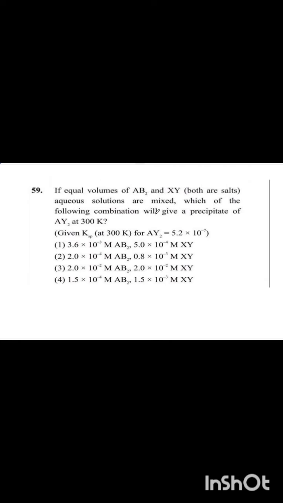Next question is, if equal volume of AB2 and XY are mixed, which of the following combinations will give a precipitate of AY2? AB2 and XY are mixed, precipitate given of AY2. So in AY2, A has +2 oxidation state, Y will be +1, because the stoichiometry gets inversed. Therefore, if A gives +2, Y has +1. So we have combination of B and X.